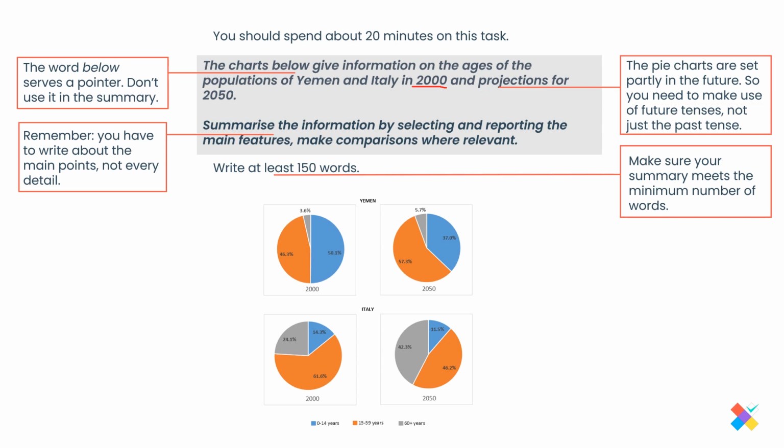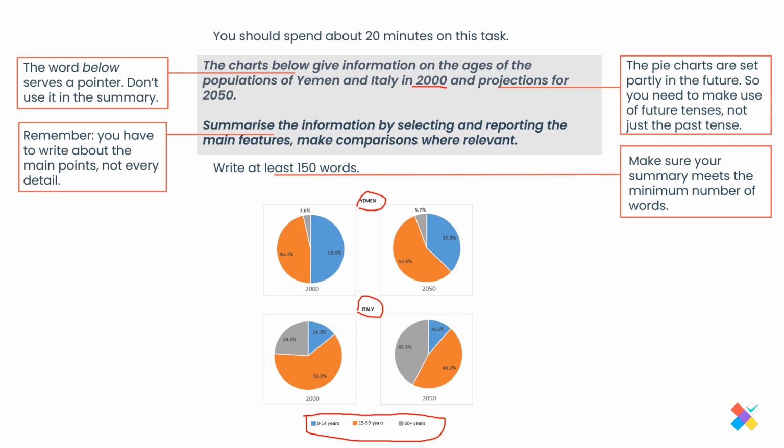What are the units of measurement? The units of measurement are principally ages, which are listed here. And then, of course, percentages, which are throughout the pie charts. So we'll have to use specific language for percentages. What groups are compared? There are 2 countries. We have Yemen and Italy, and 3 age groups, right?